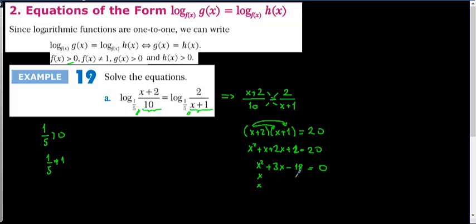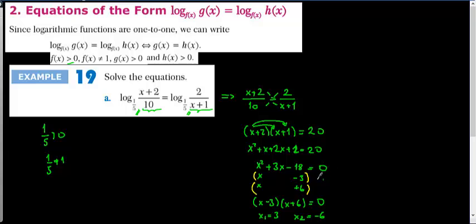The factors are minus 3 and plus 6. So we are going to find x minus 3 times x plus 6 is equal to 0. Here you will find x1 is equal to 3, x2 is equal to minus 6.